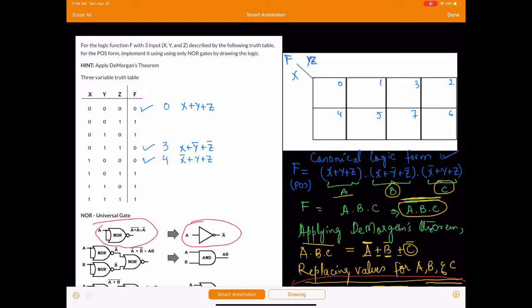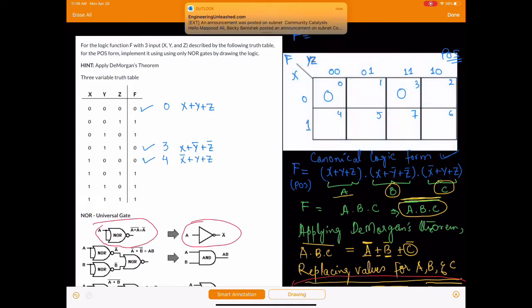This is our function F. We have 0 here, 1 here, 0, 0, 0, 1, 1, 1, and then 1, 0. Remember, we are doing POS here. Okay, so what would be the expression here? Let's put the max term first. It has 0 here, 3 is 0, and 4 is 0.